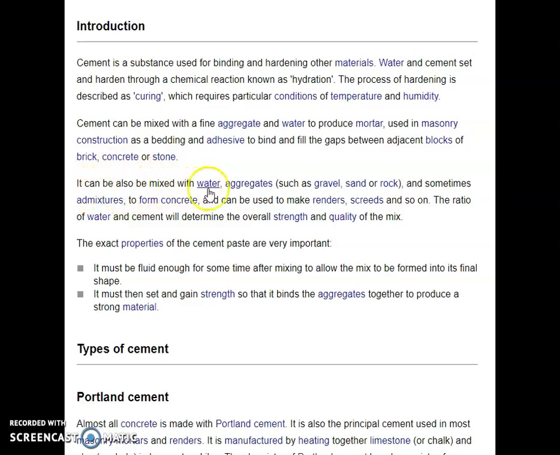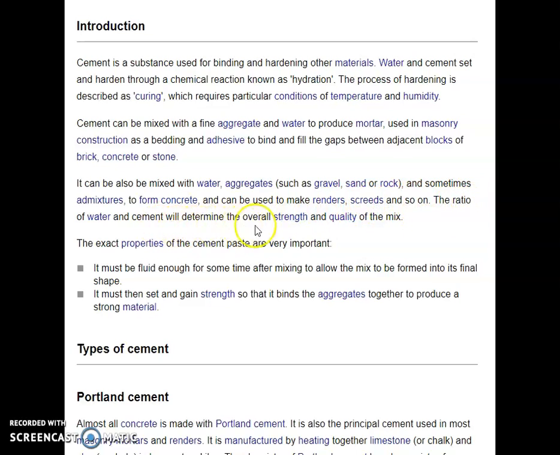It can also be mixed with water aggregates such as gravel, sand, rock. Okay, just now we studied few more aggregates. What was there? Tile, then broken bricks, right? And sometimes admixtures to form concrete. What are admixtures? Admixtures are the ingredients, the materials that alter the properties of concrete. Okay, it can be used to make renders, screeds, and so on.